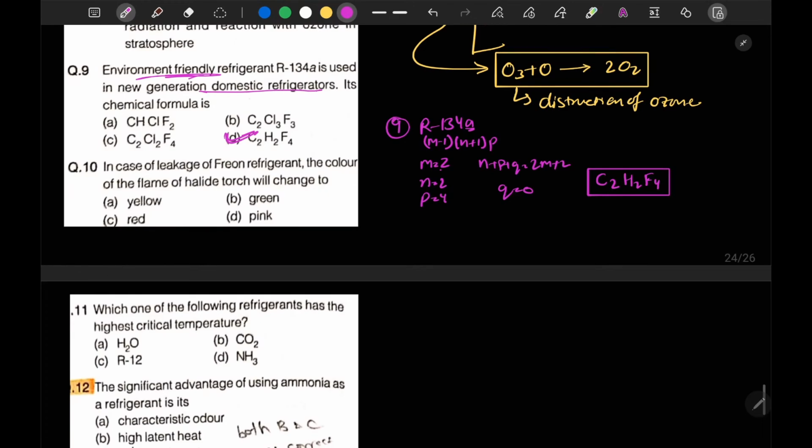Next, in question number 10, in the case of leakage of Freon refrigerant, the color of the flame... perhaps I have not mentioned it in the lecture, but in the halide torch test, the flame color changes from blue to green. So option B is correct.